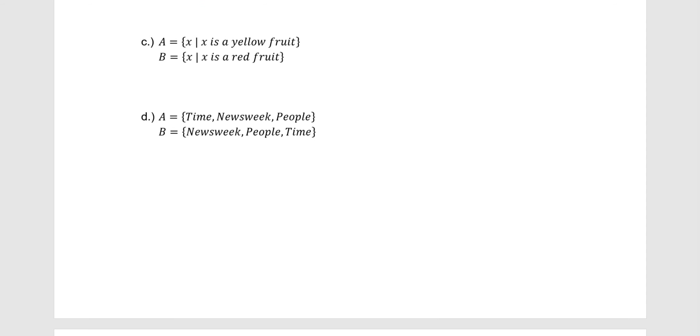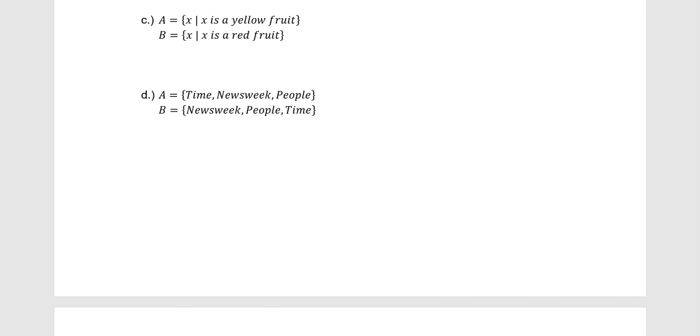Okay, and then for the next example here, for part C, set A is going to be the set of all elements X, such that X is a yellow fruit. And then for set B, we have the set of all X elements such that X is a red fruit. So determining if set A is a subset of set B, we need to make sure that all of the elements in set A are also in set B. In this case, they would not be, because for example, a banana would not be contained in set B, because set B is only red fruits. So that means the banana is not in set B. All of the elements from set A are not in set B. Therefore, A is not a subset of set B.